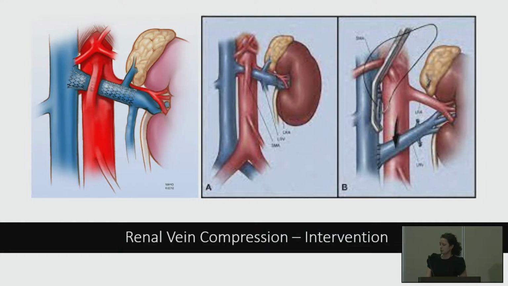The interventions for left renal vein compression: you can stent it or do an interpositional bypass graft. Sometimes the best thing is just to leave it alone, and the collaterals will form around the narrowing itself.